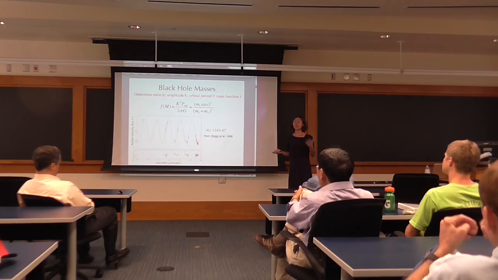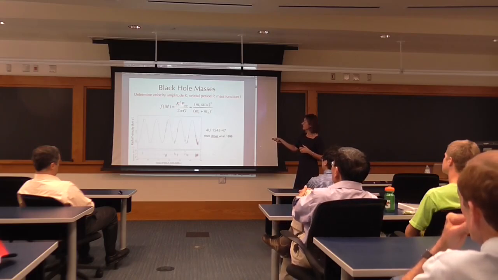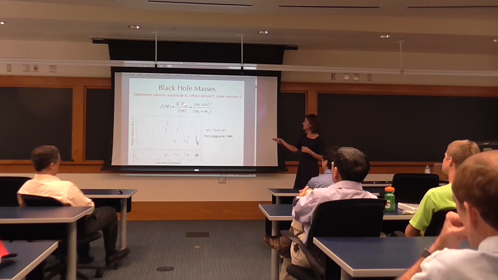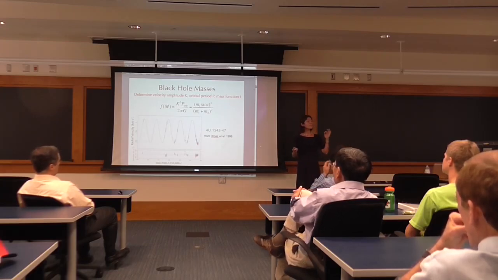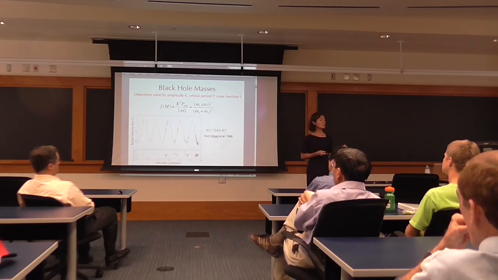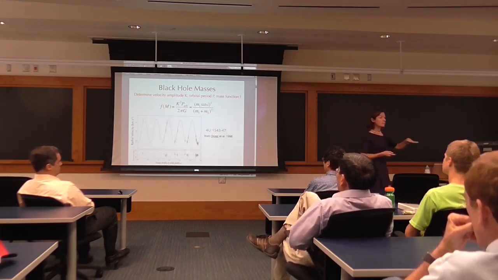But given that the velocities are so large, it's pretty trivial to measure the semi-amplitude K to high accuracy, determine the orbital period of the system, and that immediately gives you your mass function. Okay? Why is that important? Well, that's the minimum mass that the black hole can have. So at the very least, you have a lower bound on its mass.